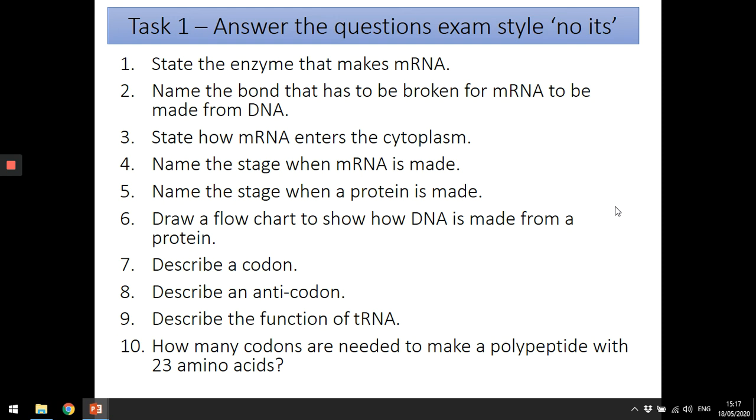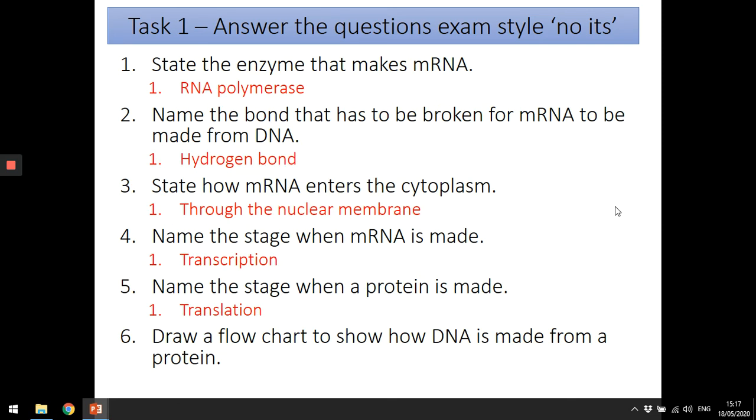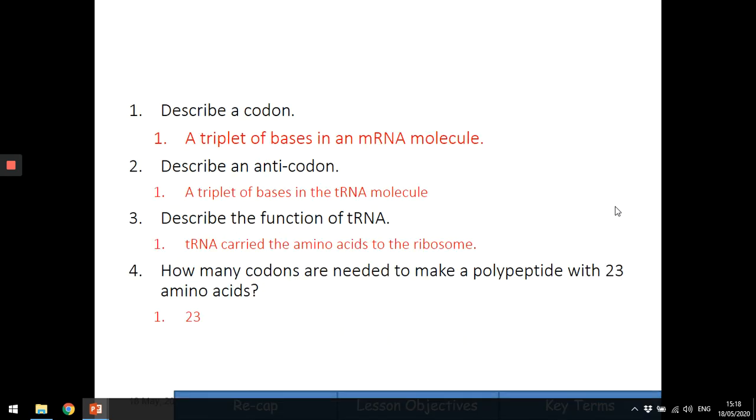Finally, here are some questions to help you if you want to have a go at them after the tutorial. If you want to, you can pause it at this stage and then do the questions. Here are the 2 slides worth of answers for you to go through. It'd be really good to do question 6 and draw that flowchart out from this tutorial to really get a good understanding of the step-by-step process of how protein is made from DNA. And here are the answers to the last one.